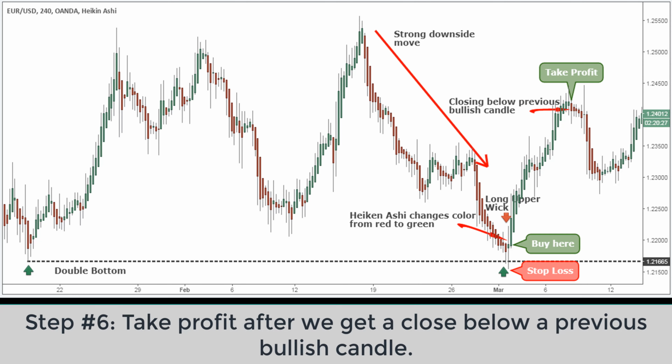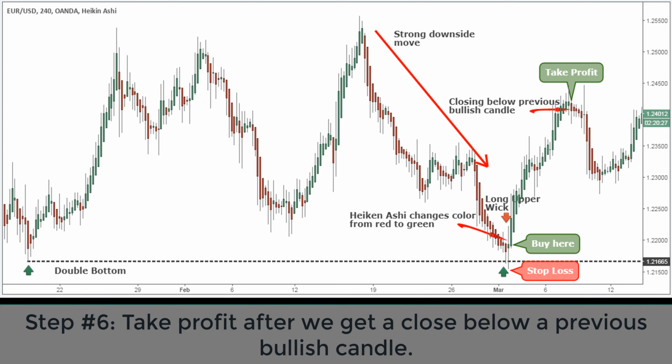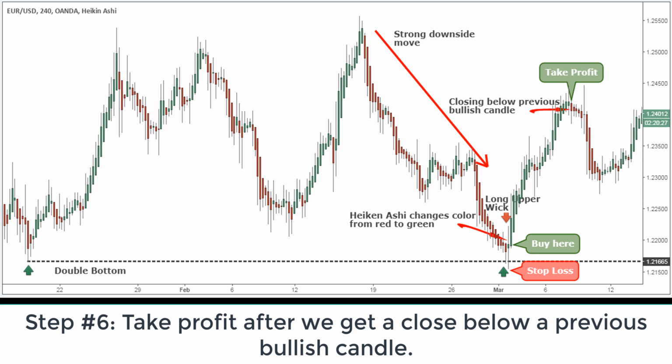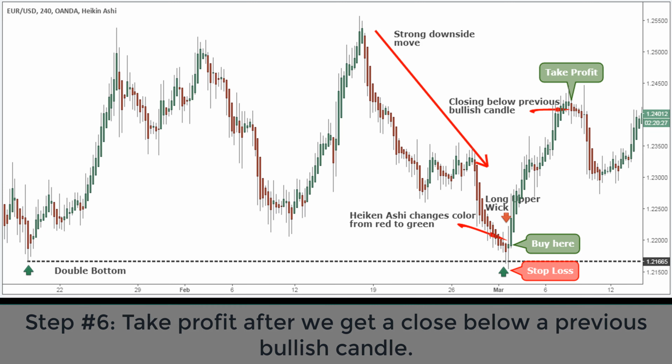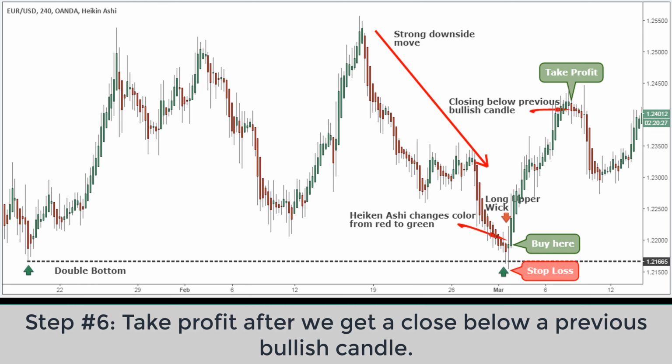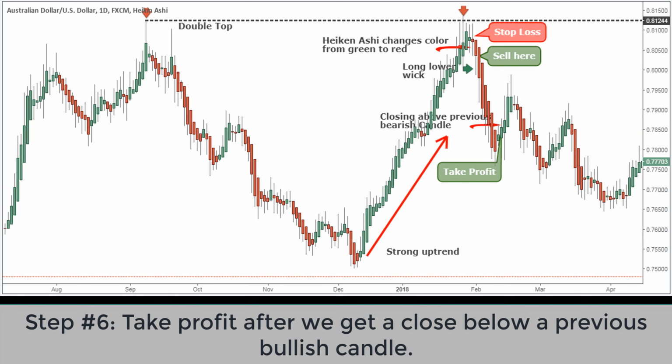Step 6. Take profit after we get a close below a previous bullish candle. A good Heikin-Ashi trade setup will tend to run much longer than a usual price action setup. When we are trading with Heikin-Ashi candles, we really want to exploit this. It is important to keep our trades open for longer than normal. Because we are using such a tight stop loss, we're only going to need a small price movement to make a good profit on this trade.